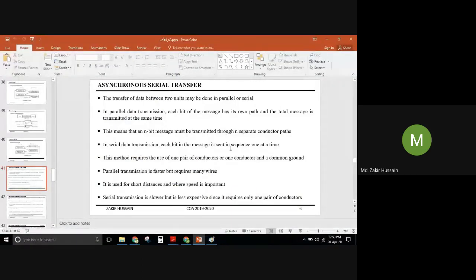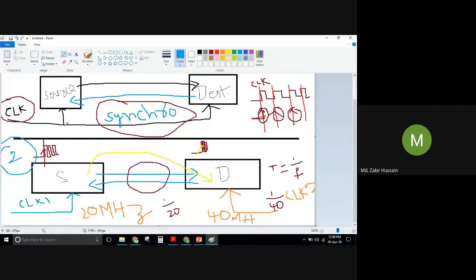How do we do this asynchronous? Earlier, this is called synchronous. This sort of transmission, where the clocks are different, 20 and 40 for example, clocks are different. The source unit is operating at a different clock, and the destination unit is operating at a different clock. So we say this sort of devices are asynchronous. If such asynchronous systems are there, how do we still transmit the data? That's the point.